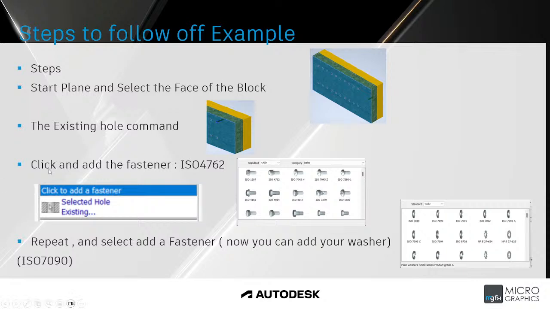So the steps to follow. The first option you have is your start plane. With the start plane, I chose the front of the block because I want the bolt to be inserted from this direction. For the existing hole command, I chose the hole, and click to add the fastener. So you'll see here you have this option where you can add your fasteners.